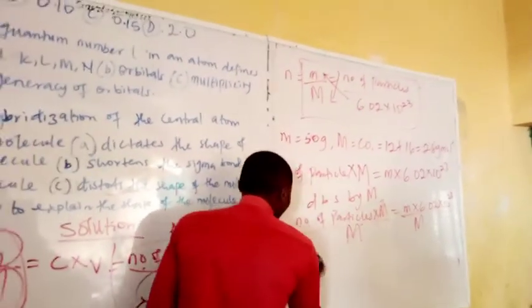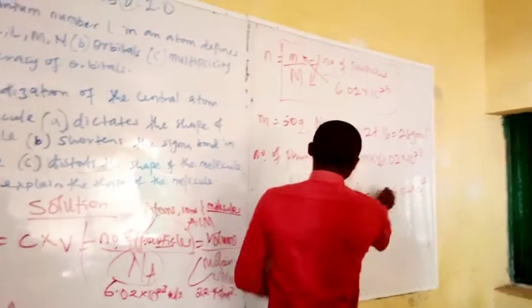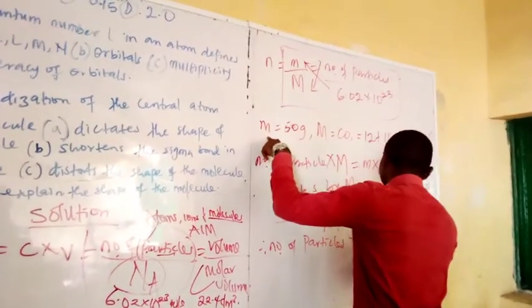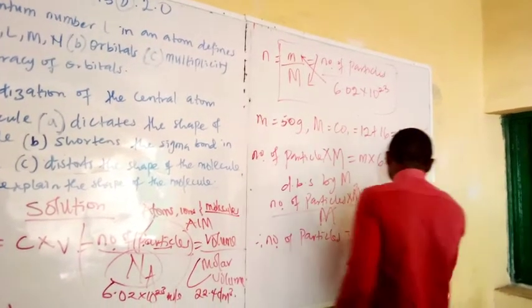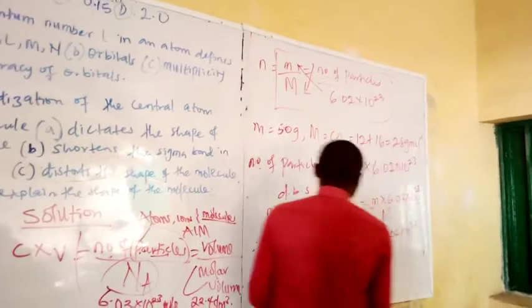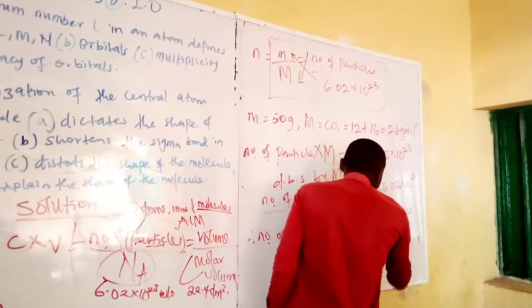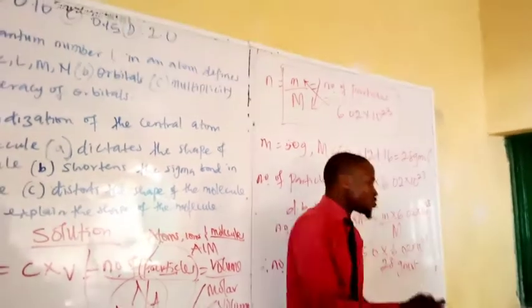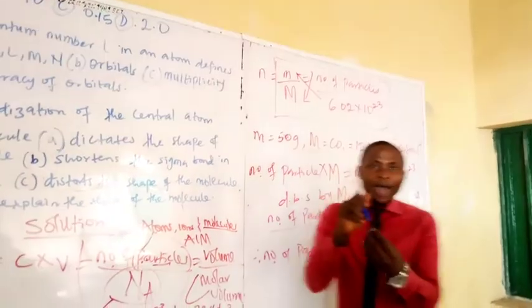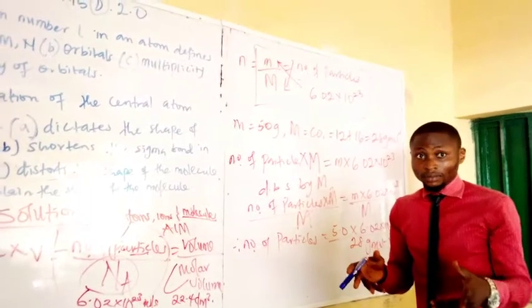Therefore, the number of particles is equal to the mass that we've gotten to be 5.0, the constant 6.02 times 10 raised to the power 23, and the relative molecular mass, which is what? Which is 28 gram per mole. Do you understand? Yes.